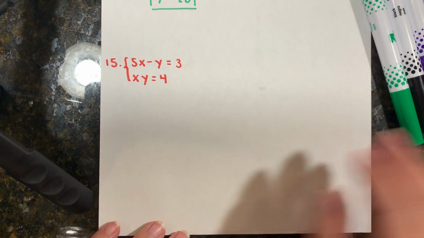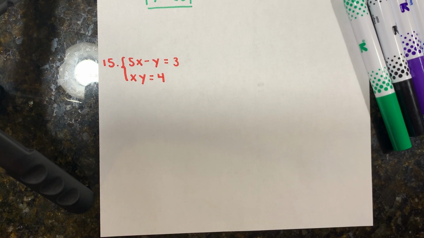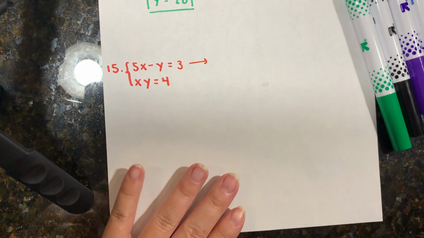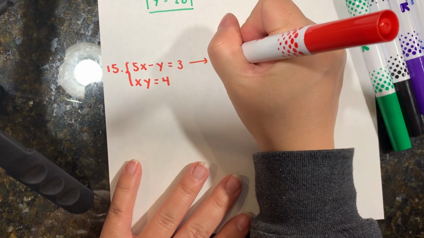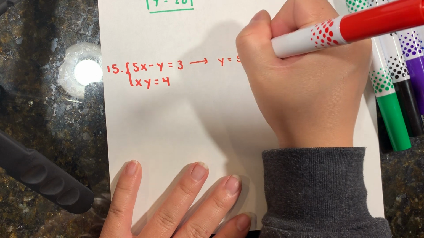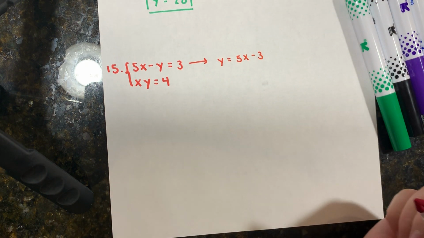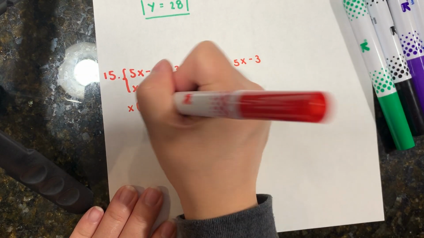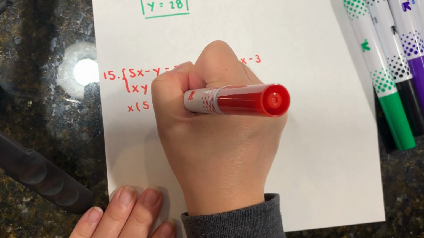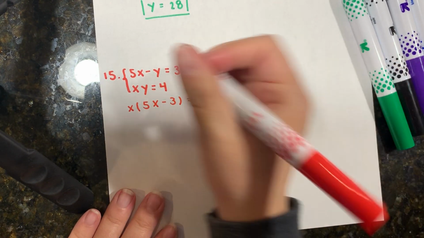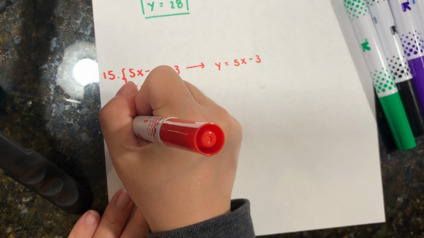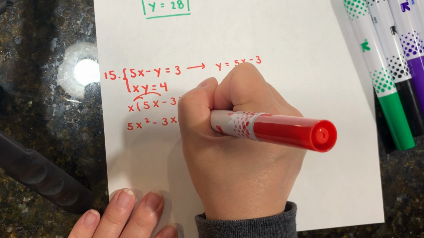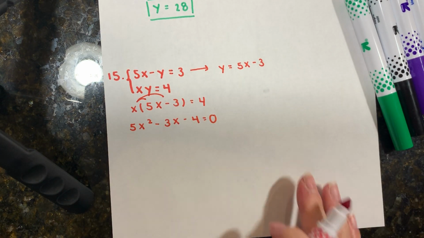And then lastly, we're going to look at number 15. So for number 15, I'm going to start by solving the top equation for y. When I do that, I'm going to bring the y to the right side and bring the 3 to the left, which would make this y is equal to 5x minus 3. I'm going to plug that in, so that would be x times 5x minus 3 equals 4. If I distribute that, I get 5x squared minus 3x minus 4 equals 0, because I'm going to set it equal to 0.